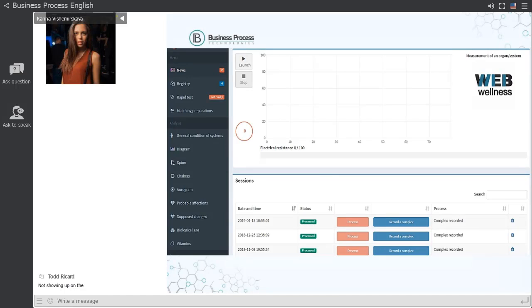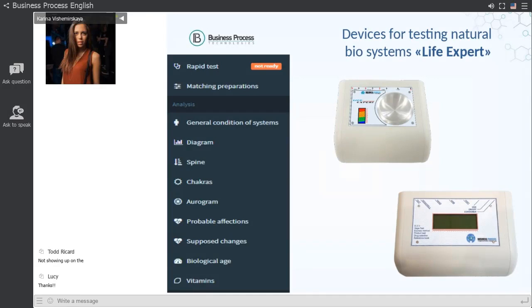So basically, this is the software. On top, we have the menu where we run the test and choose a patient, and below we have analysis, different types of analysis we can do. Let's see a little bit closer the analysis which can be done. Okay, so these are the devices and the analysis which can be done.